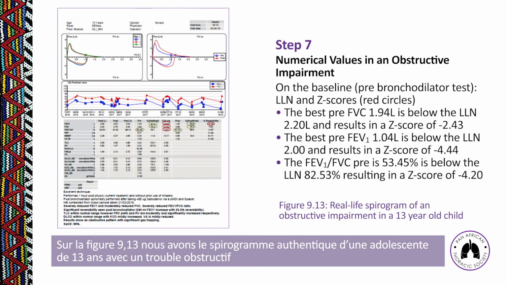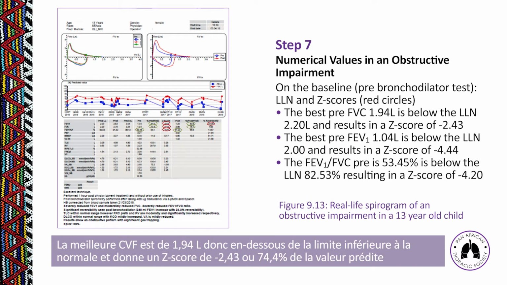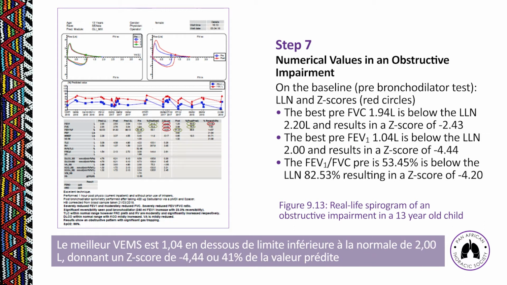On the spirogram 9.13, we have a real-life example of a 13-year-old female who has an obstructive impairment. If we look at the numerical values, the best pre-FVC is 1.94 liters, which is below the lower limit of normal of 2.20 liters and results in a Z-score of minus 2.43, or 70.4% of predicted. The best pre-FEV1 is 1.04, which is below the lower limit of normal of 2.00 liters and results in a Z-score of minus 4.44, or 41% of predicted.